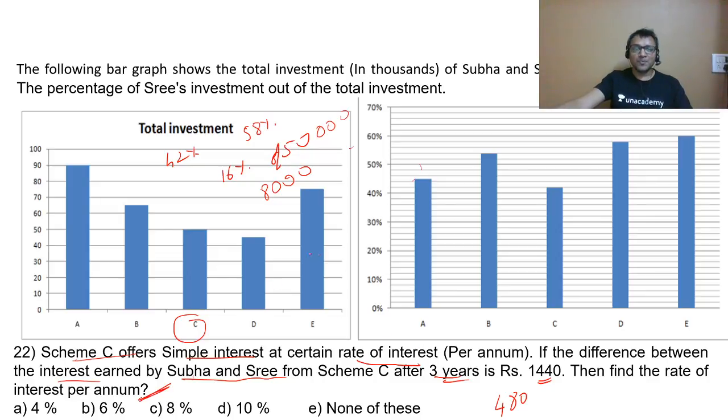So I repeat again. We're talking about C's investment. Investment in C: Shubha has 58% and C has 42%. We want the difference, so the difference is straight away 16%. 16% of 50,000, because the amount invested is 50,000. This is the difference in their investment, which is 8,000. On 8,000, every year you get interest of 480, which is nothing but 6%. 8 times 6 is 48.